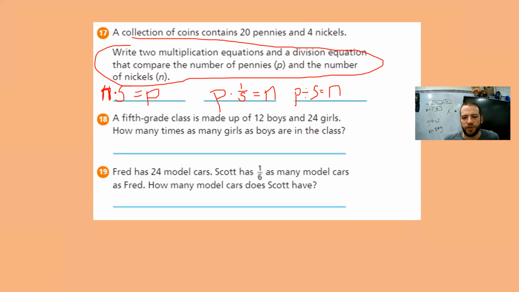A 5th grade class is made up of 12 boys and 24 girls. How many times as many girls are boys? So G times, and I'm going to go X here just for old time's sake. G times what equals boys? Well, remember, G is 24. So how are you going to go from 24 times something equals 12? Well, for those students that are really getting it, you already knew that answer was half. So your answer is half. There's half.